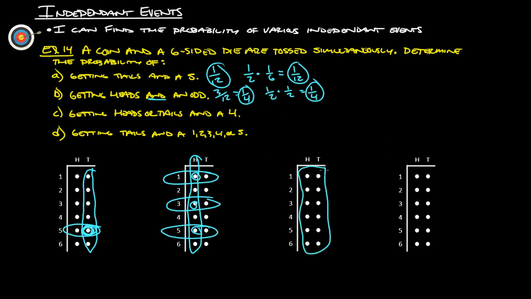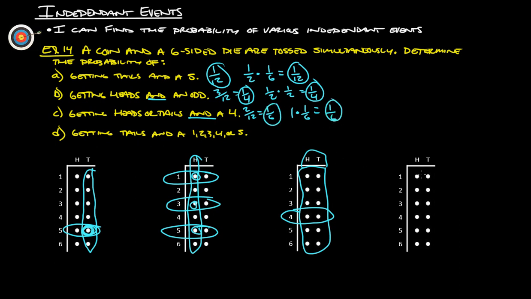Okay, getting heads or tails, so either one of these, and getting a 4. So that's these. Sorry, should have included that in there. So heads or tails and a 4. These both have to happen, so this is going to be our 2 out of 12, or 1/6. Getting heads or tails is a 1, getting a 4 is 1 out of 6, and 1 times 1 out of 6 is 1/6.